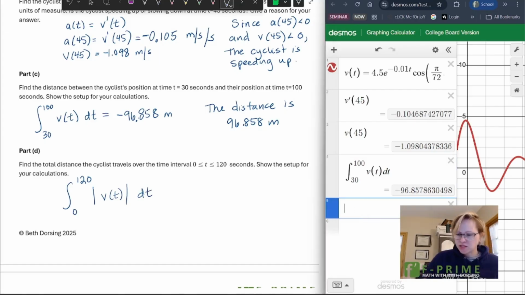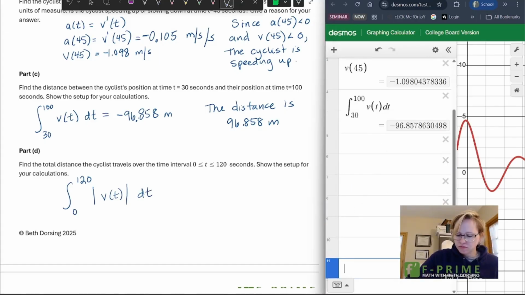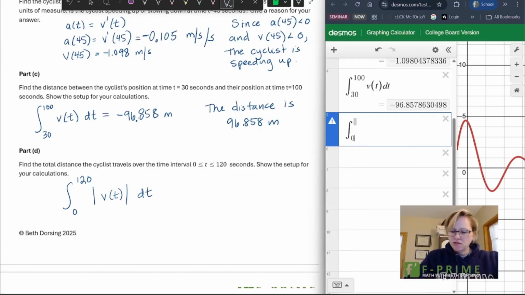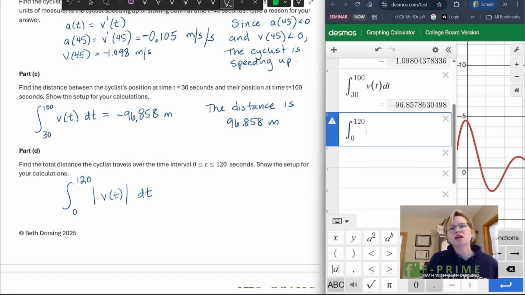And when I type this into Desmos, it's going to be very similar to what I typed above. I'm going to go integral, and I'm going to have 0 to 120. But this time to get my absolute value, I can click that little keyboard-looking icon down at the bottom, and you'll see right above ABC, I've got the absolute value of A. So that's how I can get absolute value.